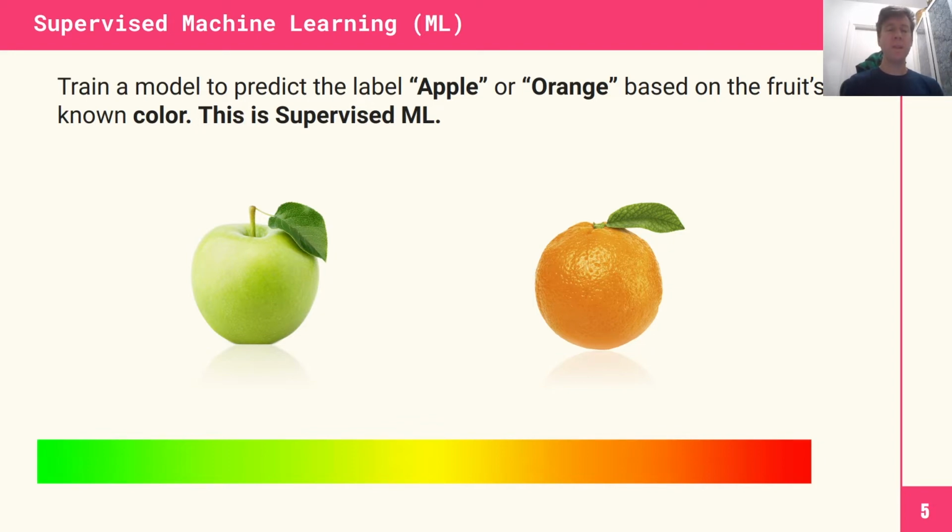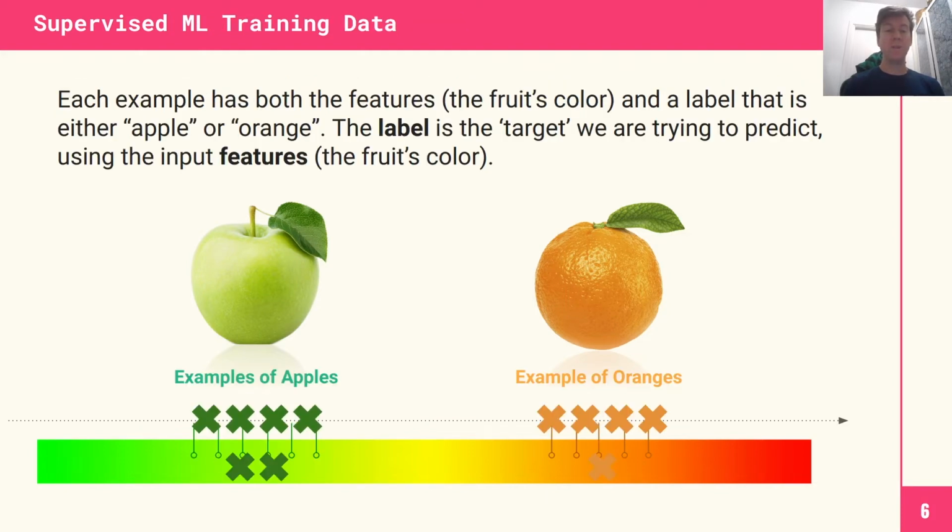We give enough of these examples that the machine learning system is able to differentiate between them. For the examples that we give, we know that they're apples, we know the color, and we can use that to help predict whether a new piece of fruit that we haven't seen before is going to be an apple or an orange. So this label, whether it's an apple or an orange, is what we call the target. That's the thing we're trying to predict. And the information we're using to make the prediction is the features, in this case, the fruit's color.